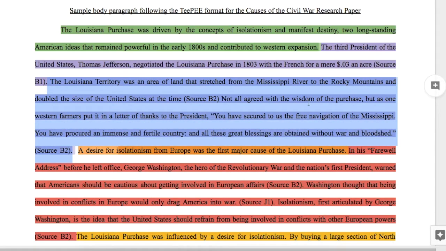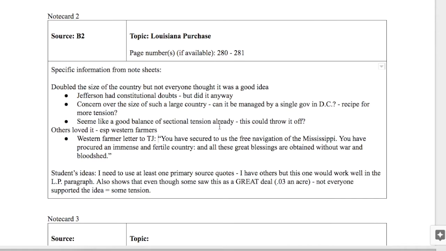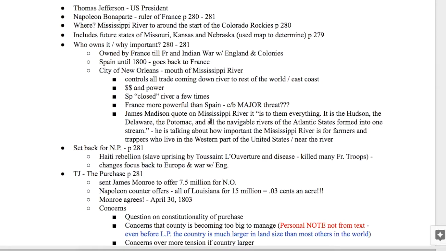including the direct quote. Not all agreed with the wisdom of the purchase, but as one Western farmer puts it in a letter of thanks to the president, quote, "You have secured us the free navigation of the Mississippi. You have procured an immense and fertile country, and all these great blessings are obtained without war and bloodshed," end quote. So again, the student was able to write these two sentences from this one note card, and information from this one note card came from this part of the note sheet.